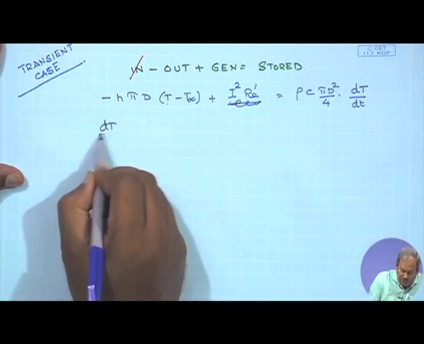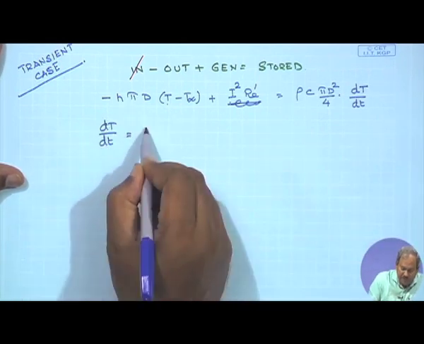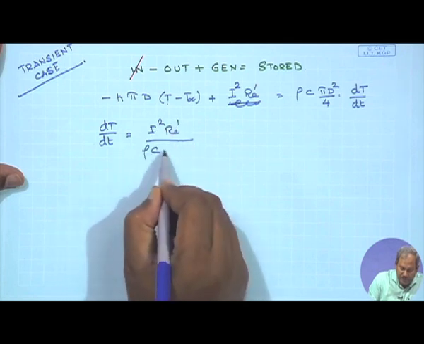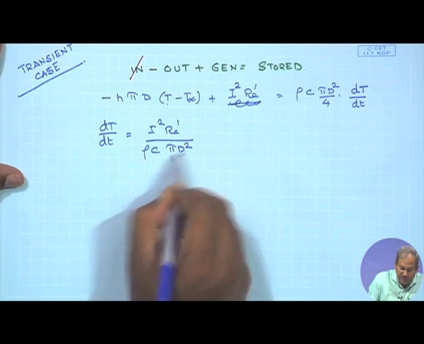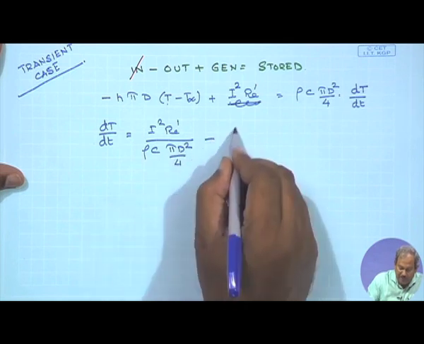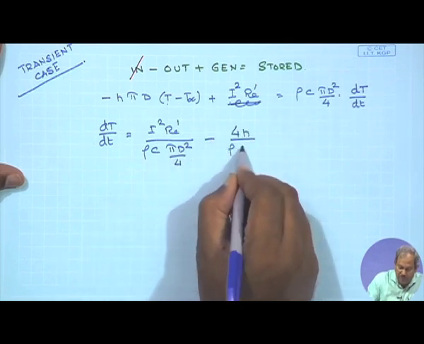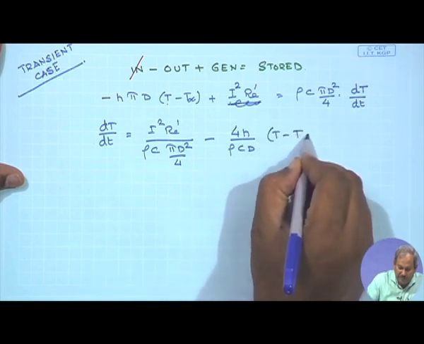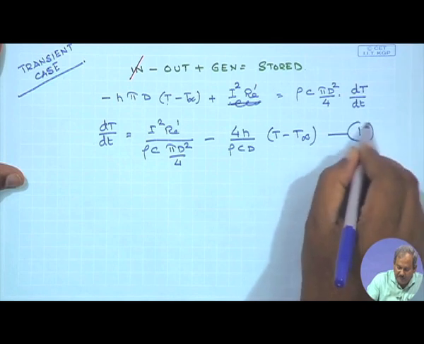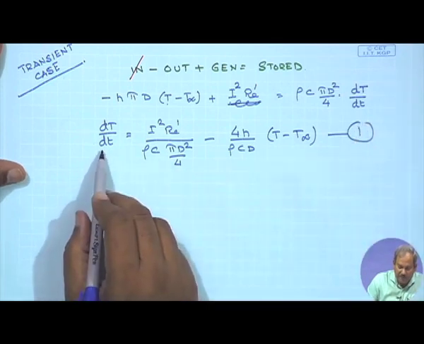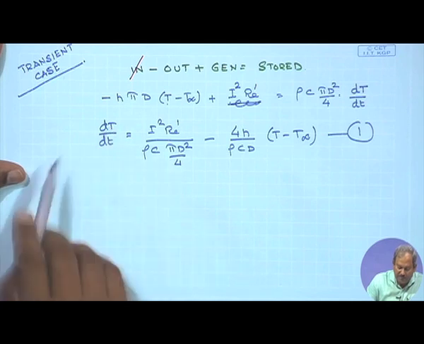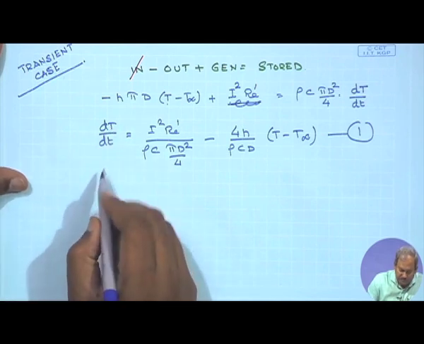So, a slight rearrangement would give you I square R E prime by rho C pi d square by 4 minus 4 H by rho C d times T minus T infinity. This is the governing equation which I need to integrate in order to solve for the time needed for the temperature to reach a specific value.